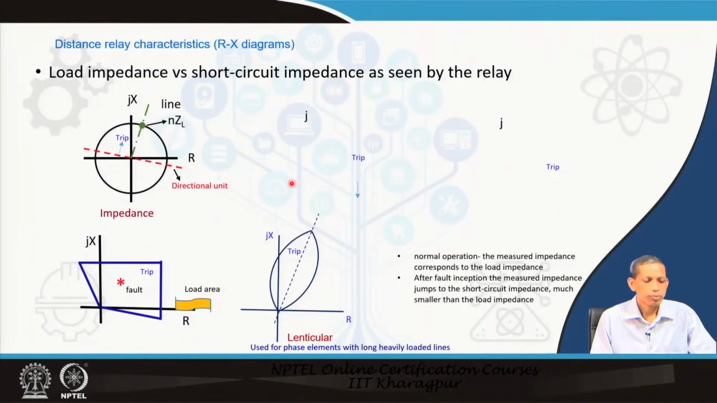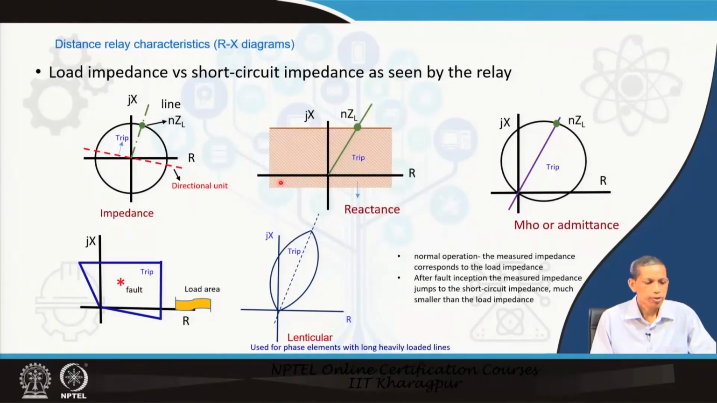Next, we will go to the different characteristics of the numerical relay. We have already seen that we can put the apparent impedance of the distance relay in the R-X complex plane, and the relay can calculate the apparent impedance, and then based on the apparent impedance it can take a decision.